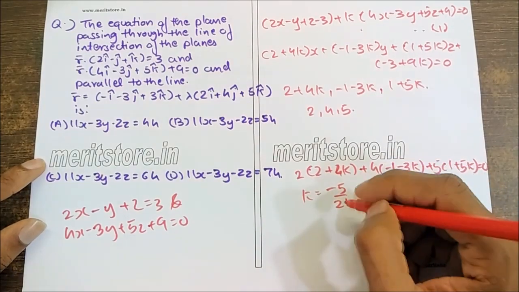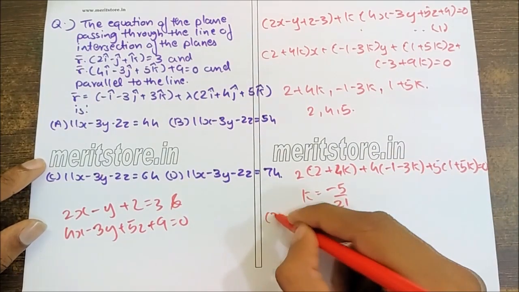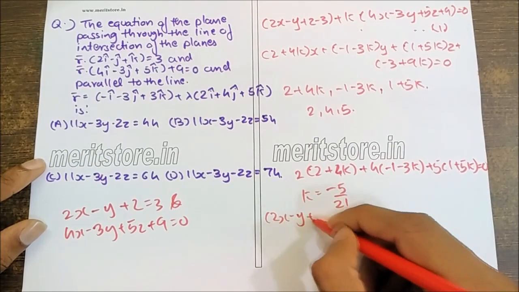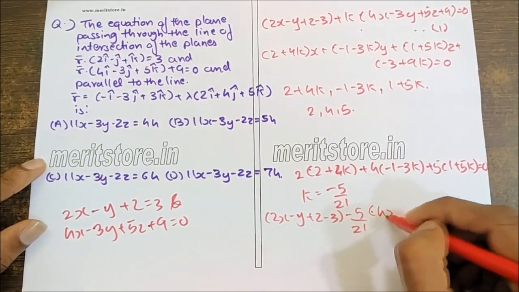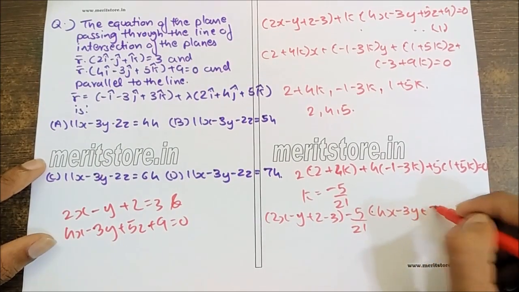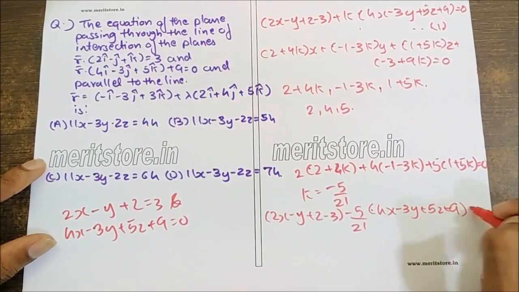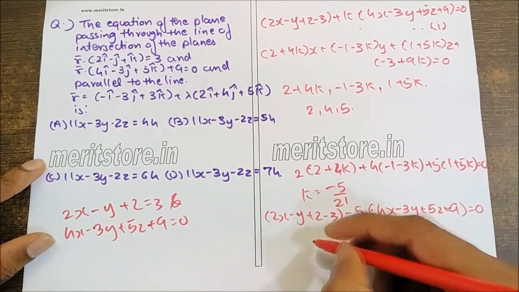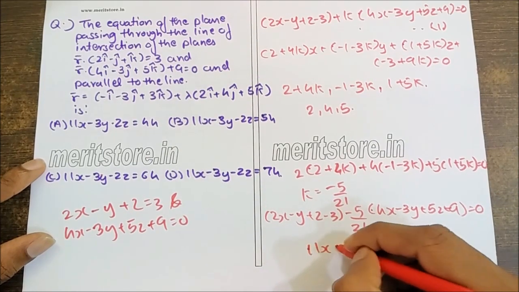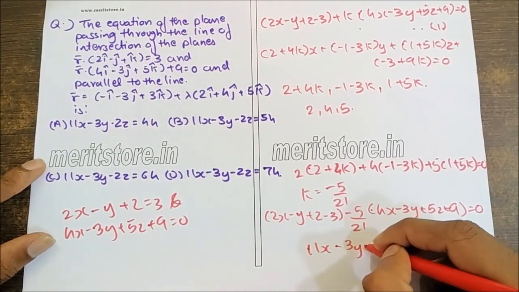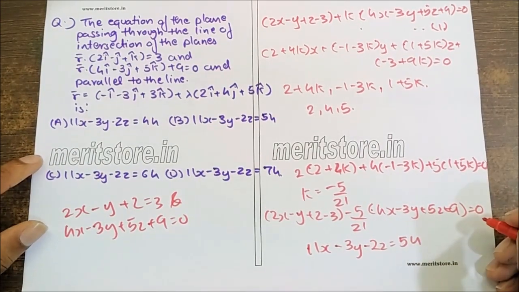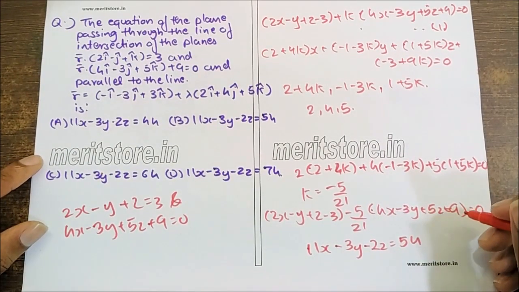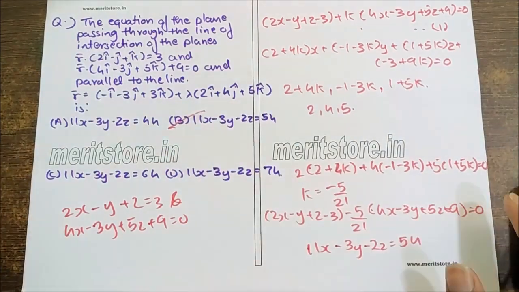So from 1 we get 2x minus y plus z minus 3 minus 5 by 21 (4x minus 3y plus 5z plus 9) is equal to 0. For this we get 11x minus 3y minus 2z equal to 54, and we see our answer matches with option B. Therefore, option B is our correct answer.